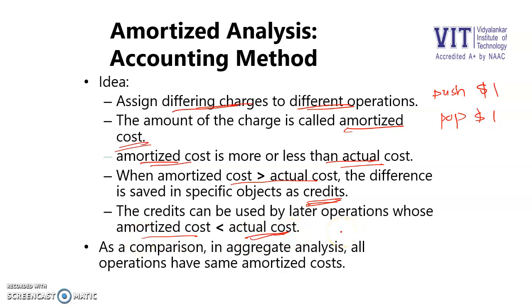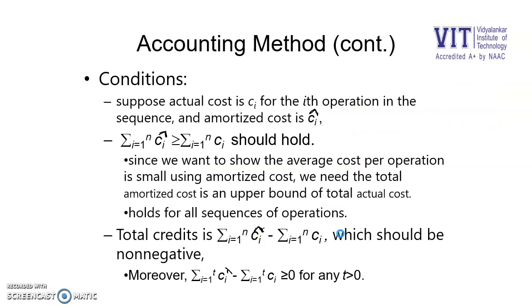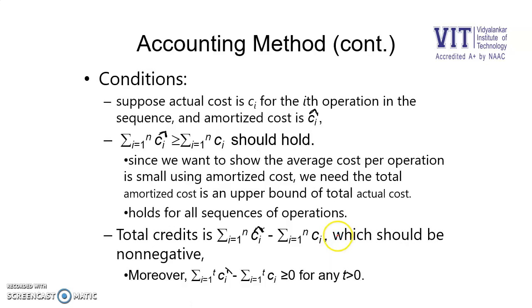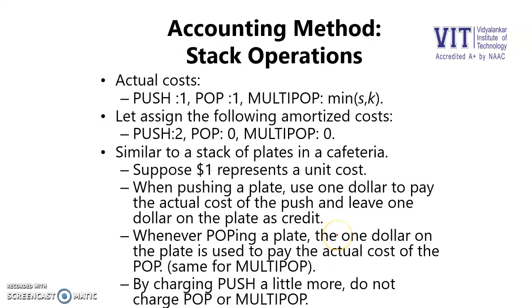Now things will be more clear when we see an example of it. Okay, let us see this on the stack operation with the accounting method. You will understand things better. Let's say the actual cost of every push operation is 1, pop operation is 1, and multi-pop is obviously, if there are s elements deleted, then s, or if there are k elements popped, deleted meaning popped, then k.